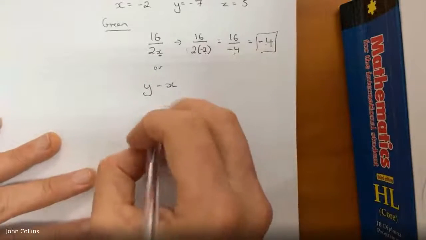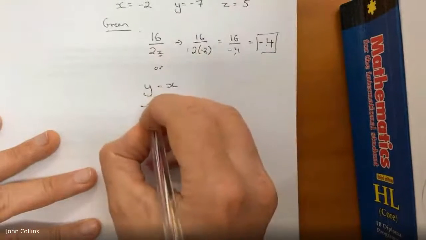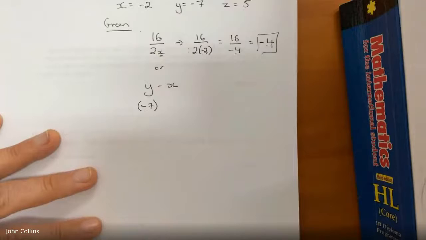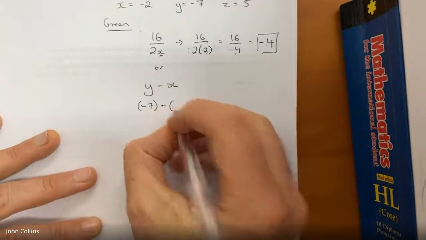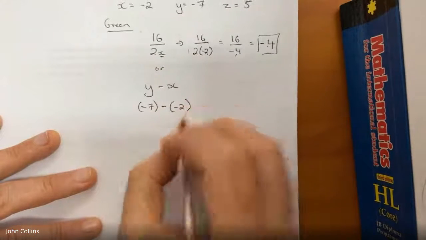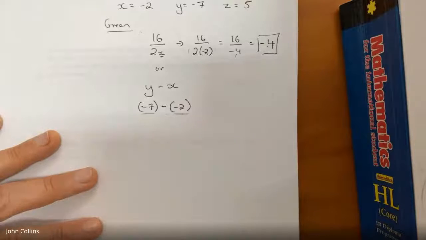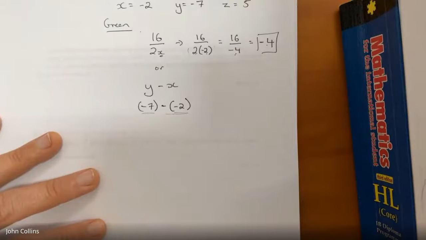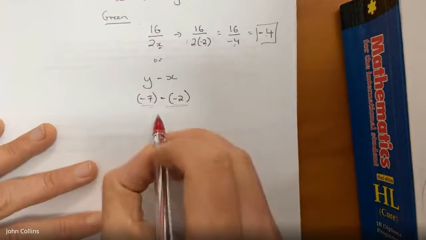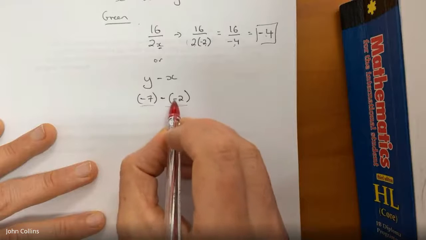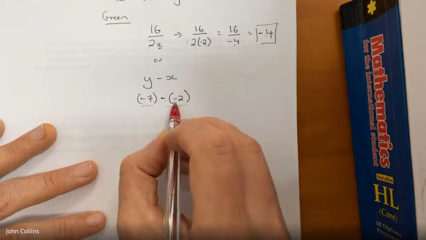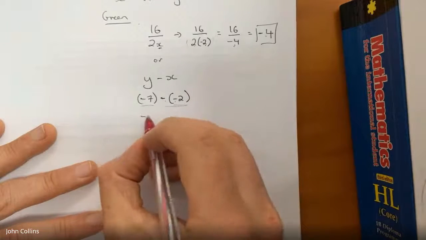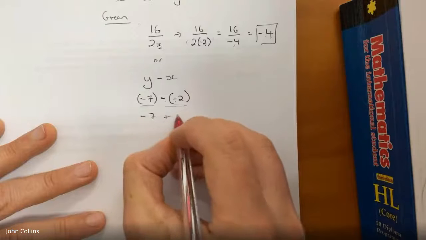The second one, green level question, y is -7, so I'd replace it with -7 like that, minus, and then I replace the x with -2. So once again, I've used brackets when I'm replacing the variable. -7 minus -2. Minus in a row will be plus. So that's actually -7 plus 2.